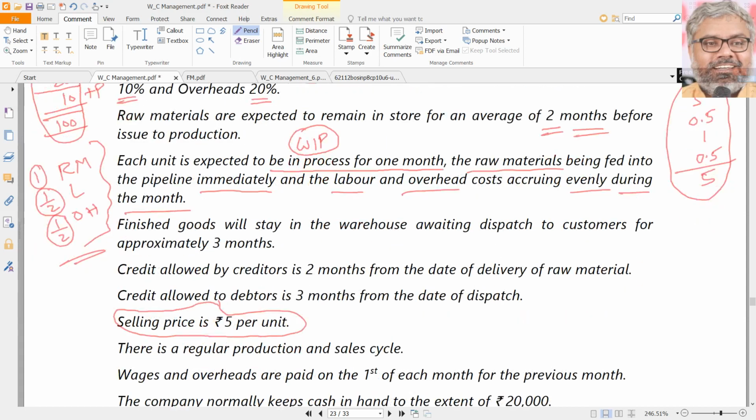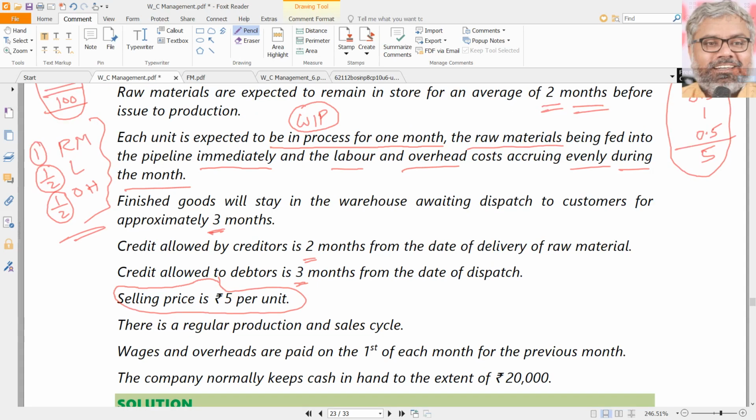That is given. Then finished goods will stay in the warehouse awaiting dispatch to customers for 3 months. That is given. Credit allowed by creditors is 2 months from the date of delivery of raw material, that is the payable period. Credit allowed to debtors is 3 months from the date of dispatch. So all the details related to the number of days is given, and there is a selling price which is given, and there is a regular production and sales cycle.